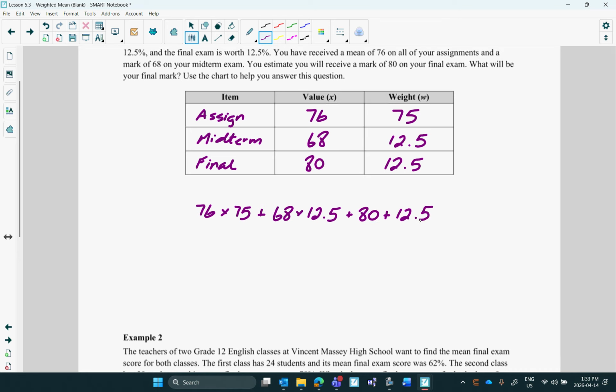And then you divide that by all the weights together, so you add up all the weights: 75 plus 12.5 plus 12.5. That's how you calculate these things all the time. The data value times the weight, add those all up on top, add up all the weights for the bottom, divide. When you do that, I'll just give you the answer because surely you can do it on your calculator. You get 75.5%.